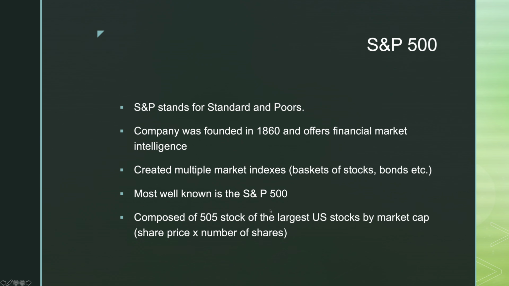So S&P stands for Standard & Poor's. Standard & Poor's is a company that was founded back in 1860, and they offer financial market intelligence. They have created multiple market indexes. If you go to the Standard & Poor's website, you can see all sorts of different indexes that they have.